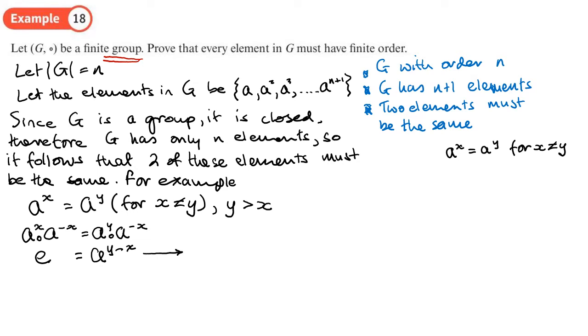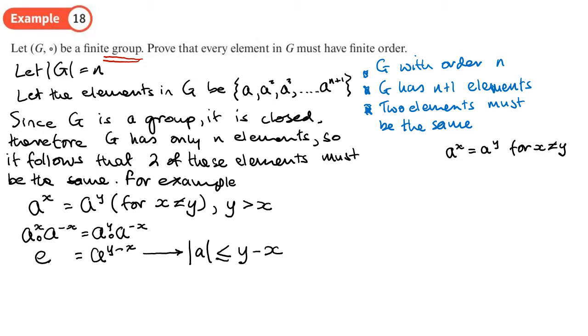Now what does this tell us? It tells us that this has given us the identity, so it means that the order of a can be y minus x. There may actually be a smaller power here that gives us the identity. So we're going to say that the order of a could be less than, or equal to, y minus x. There may exist some other, smaller values that also give me the identity, but it can't be any greater than this.